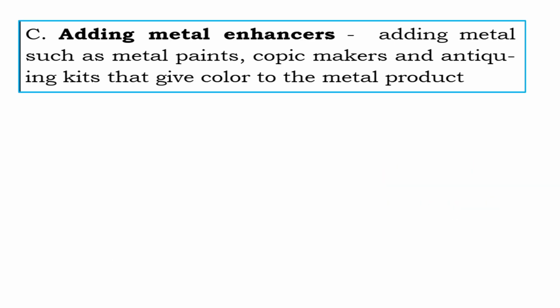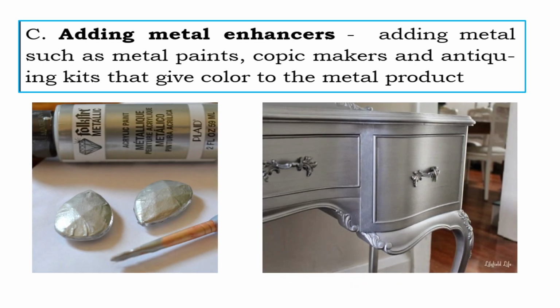Next, adding metal enhancers. So adding metals such as metal paints, Copic markers, and antiquing kits that give color to the metal product. That is one. So this one is an example of metal enhancers. It enhances the color of the metal.